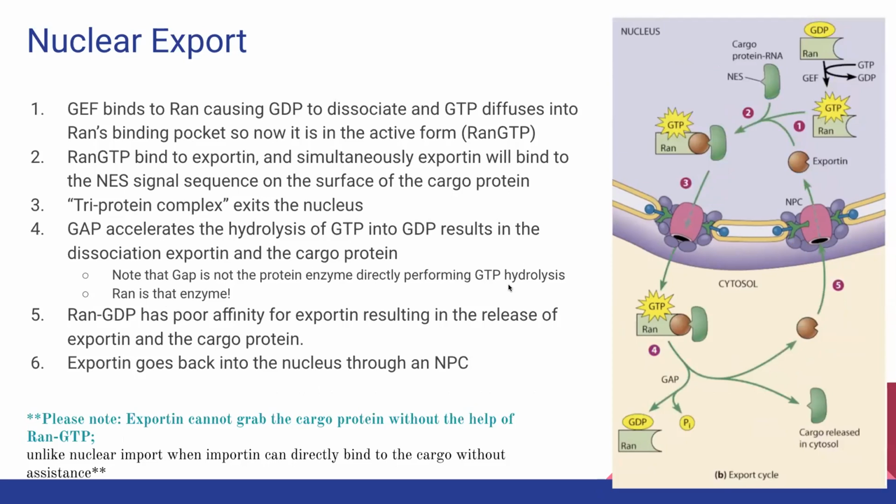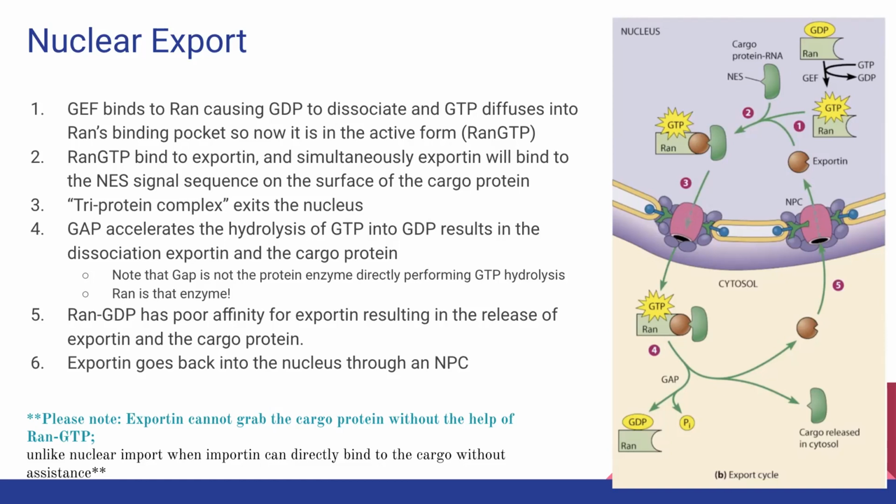And then for export, RAN-GEF will bind to RAN, causing GDP to dissociate and GTP to diffuse into the binding pocket. So now it's in its active form. Then RAN GTP will bind to exportin, and exportin will bind to the nuclear export signal sequence on the surface of the cargo protein. Then this complex exits the nucleus. RAN-GAP accelerates the rate of hydrolysis of GTP to GDP, which will cause it to dissociate along with the cargo protein.